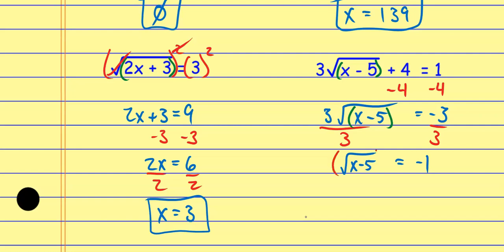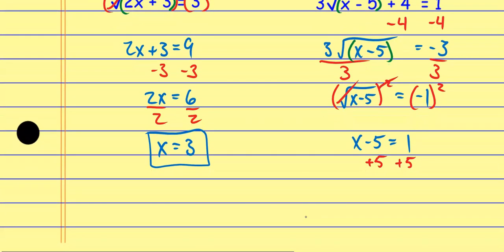Now I'm going to square each side. The root and the exponent cancel out. Sorry, I forgot to put the little 2. And now I add the 5 to each side. Sorry, that is not the color I typically use for adding things to each side. There we go. My trusty red. So I get x equals 6.